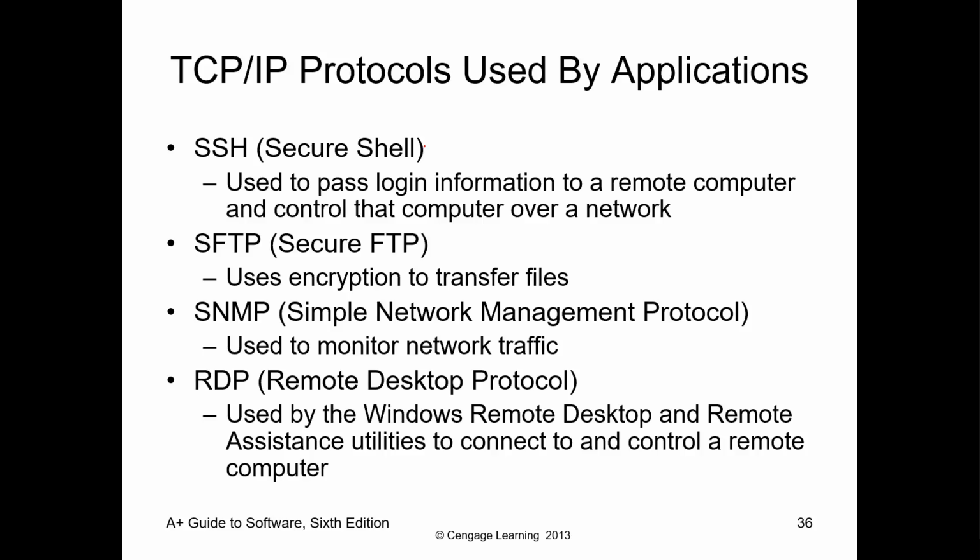FTP has a secured portion that's called SFTP, or Secure FTP. We also have things like SNMP, or Simple Network Management Protocol, which could be used for basic management of network devices. And lastly, we have Remote Desktop Protocol, or RDP. And that uses port 3389, and that allows for remote control of a desktop.